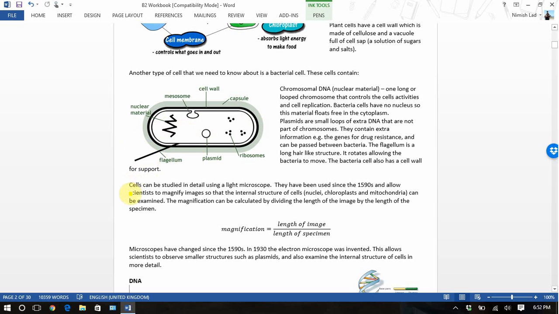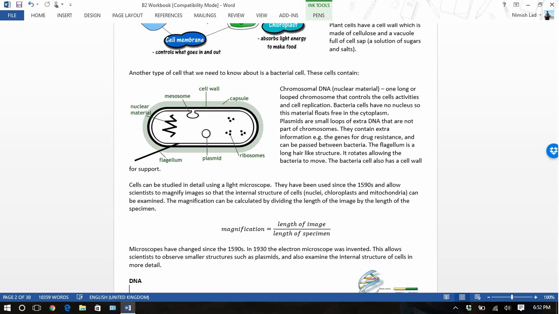Cells can be studied using a light microscope, so they've done that for a long time. Robert Hooke was one of the first people to do it. Since the 1590s, they've magnified the structure of cells. They've been able to see the internal structure up to mitochondria, but the magnification isn't particularly powerful. Only since the 1930s they've been able to use more powerful microscopes.